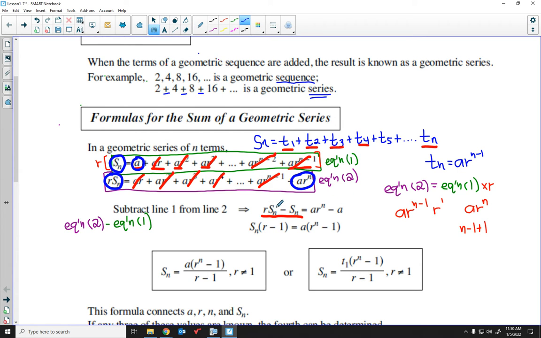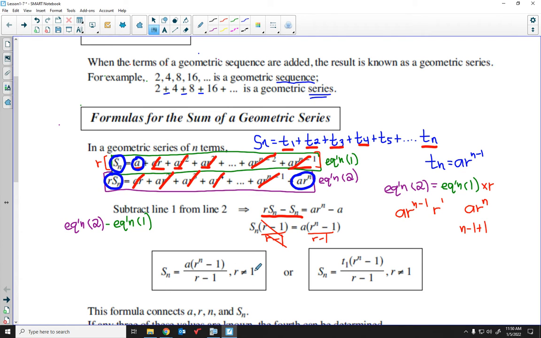And what you can then do here is on this left-hand side, there's a common factor. You can pull out the S of n, and if you pull out the S of n, you would then have R minus 1 remaining. Then to get the equation for the sum of this geometric series, all you need to do is divide both sides of the equation by R minus 1. This would cancel, and you'd be left with S of n is equal to A, R to the power of n minus 1 over R minus 1.